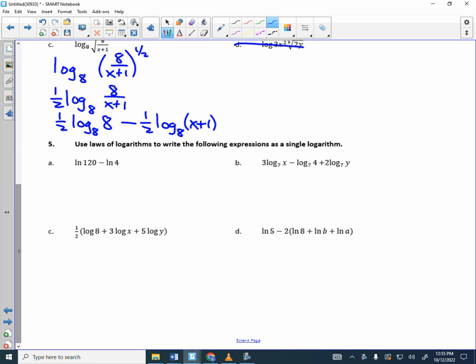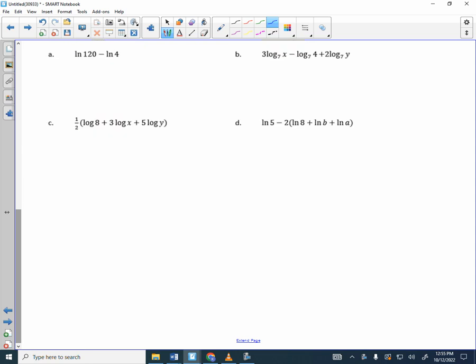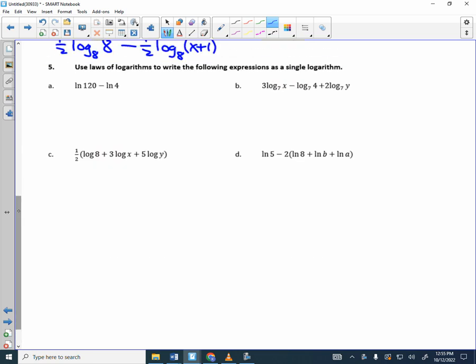Now we're going to do the opposite. We are going to take multiple logarithms and rewrite them as 1. So the natural log of 120 minus natural log of 4 could be the natural log of 120 divided by 4. And that gives me the natural log of 30.